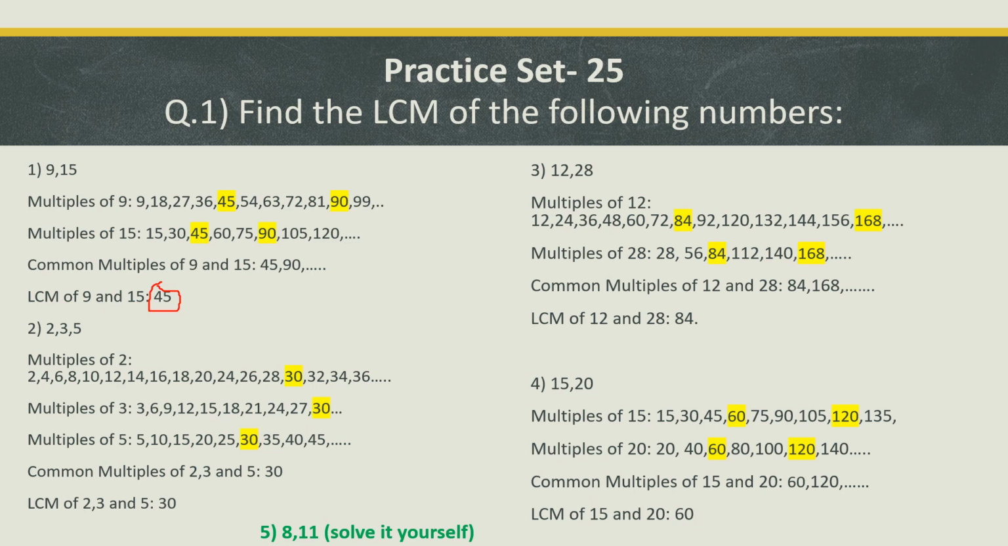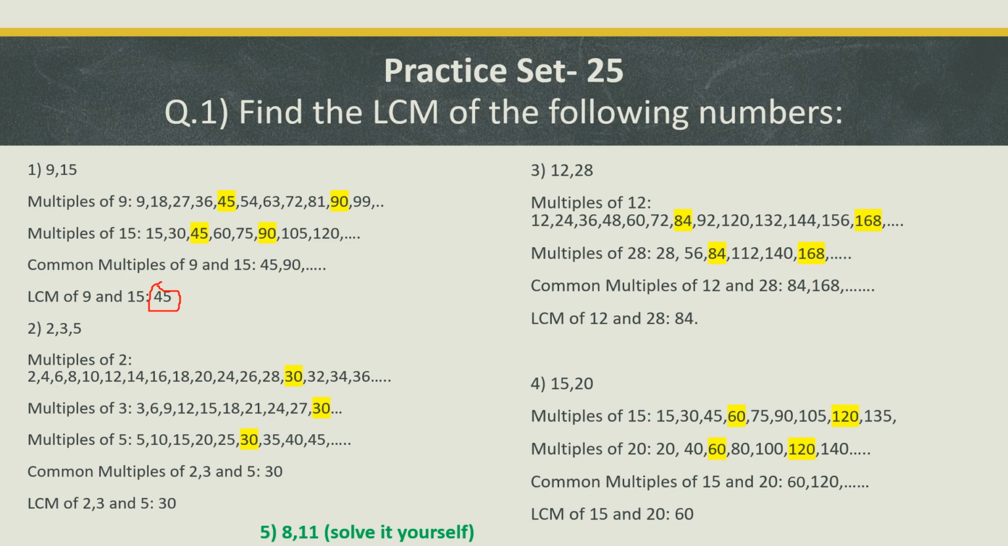Now I have the numbers 12 and 28. I'll write the table of 12 up to the 12th or 15th number. Then multiples of 28, as it is a big number, I have stopped at the highest common one I get. You can write more, up to 12 or 15 numbers. Now the common multiples of 12 and 28 here are 84 and 168. Among these, which is the smallest? 84. Hence my LCM is 84.